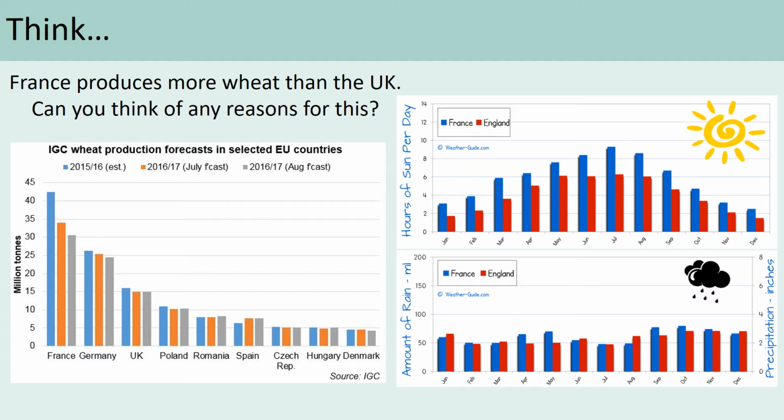Okay, well done for having a go at that. You probably realise that in France, on average, they have more hours of sun per day, so more photosynthesis can take place. And also, they have slightly more rainfall. And obviously, rain is very important for plants for photosynthesis. So they do not have those limiting factors. Important part of it. We did about limiting factors in a previous lesson. They don't have those factors limiting the amount of photosynthesis that can take place.